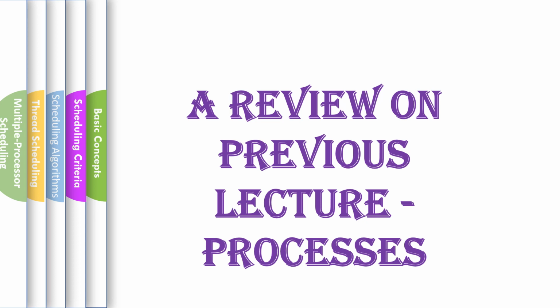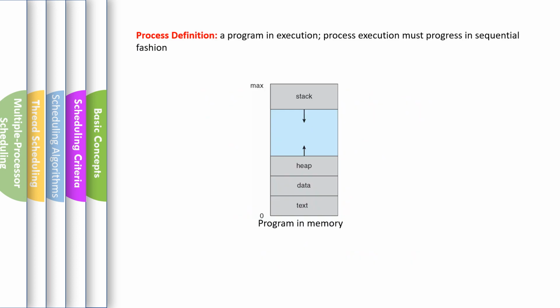In the last video, we have seen the process definition. It says a program in execution is a process, and a process has to execute in a sequential fashion from the first statement to the last statement. So we have already seen in the last lecture that the memory allocated to a process is divided into different sections. These sections are text section, data section, heap, and stack.